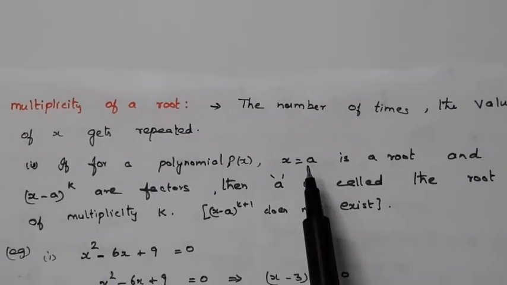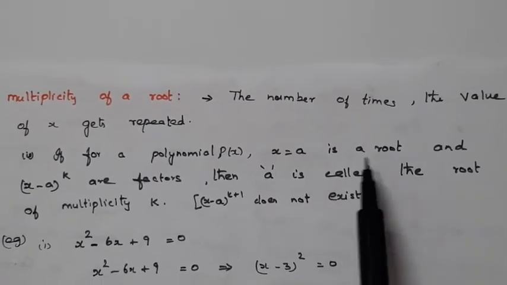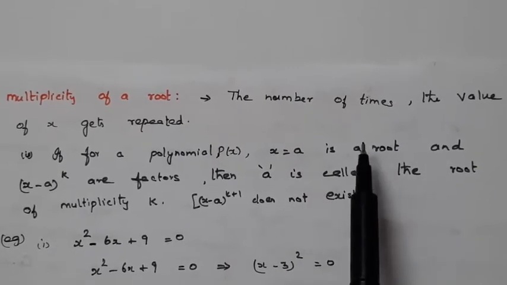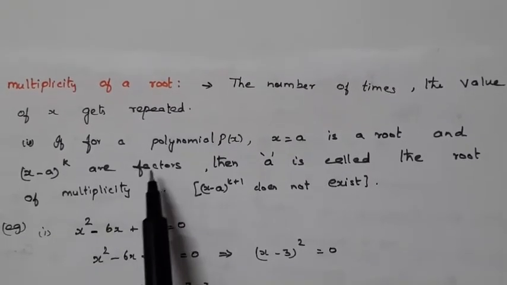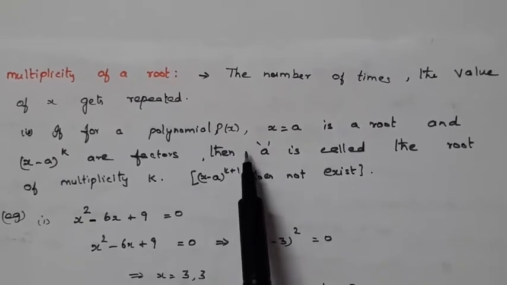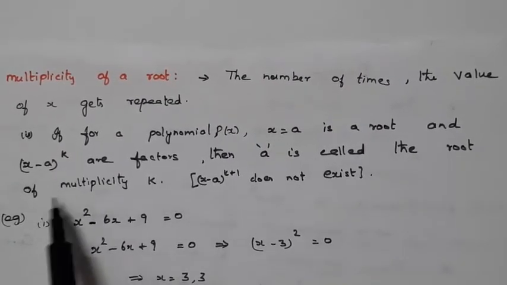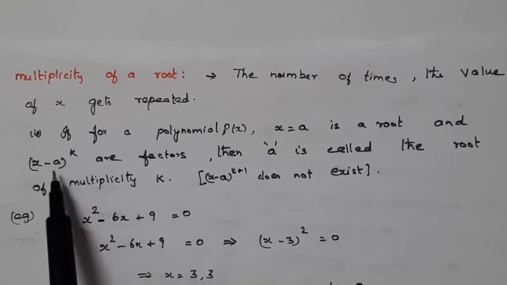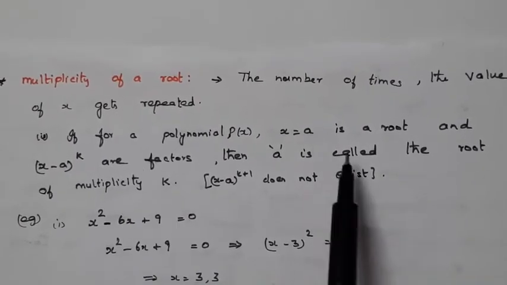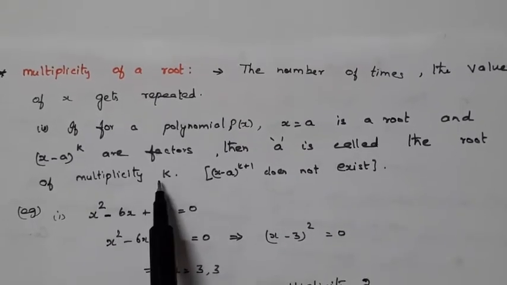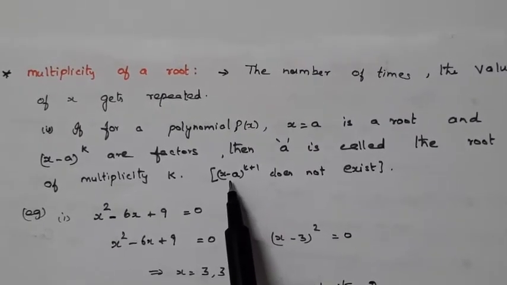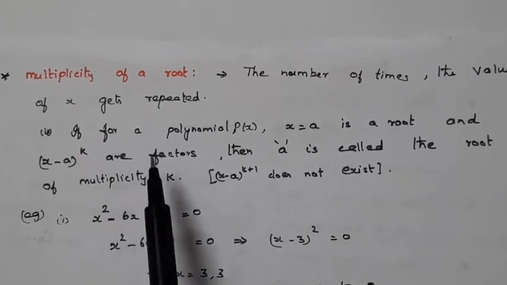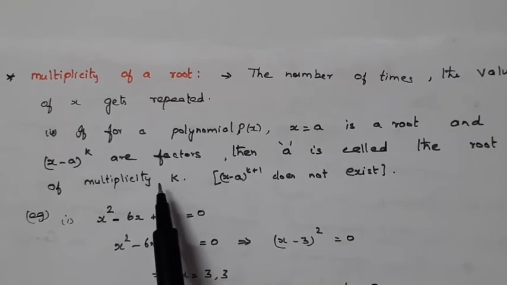For a polynomial, if x equal to a is a root, then you know that x minus a will be a factor by the factor theorem. If x minus a the whole power k is a factor of that polynomial, then we can say that a is a root of multiplicity k. That means a occurs k times. Moreover, x minus a the whole power k plus 1 is not a factor. That means k is the maximum value, right? Then only we can say that a is a root of multiplicity k.